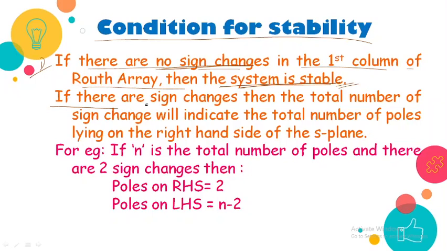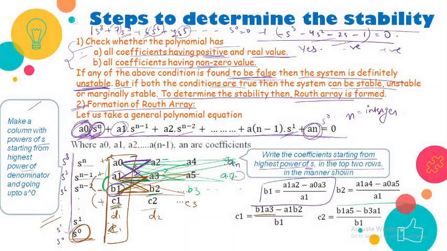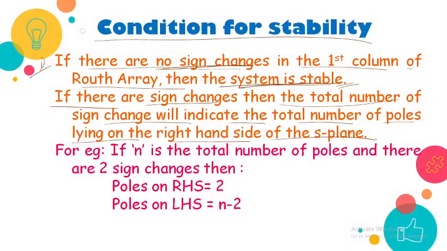And the second thing: if there are sign changes, then the total number of sign changes will indicate the total number of poles lying on the right hand side of the S plane. As I was showing, suppose A0 is positive, A1 is positive, B1 is negative, C1 is positive, D1 is positive, E1 is also positive, and this is your first column. You can see that two sign changes occurred, one from positive to negative, the other from negative to positive. So two sign changes have been observed. That means there will be two poles lying on the right hand side of the S plane.